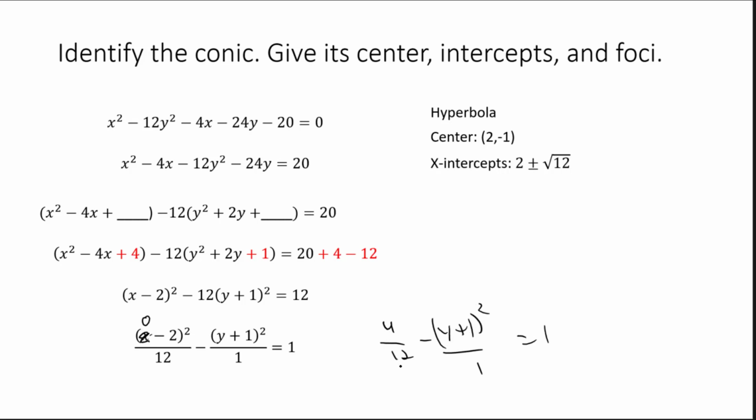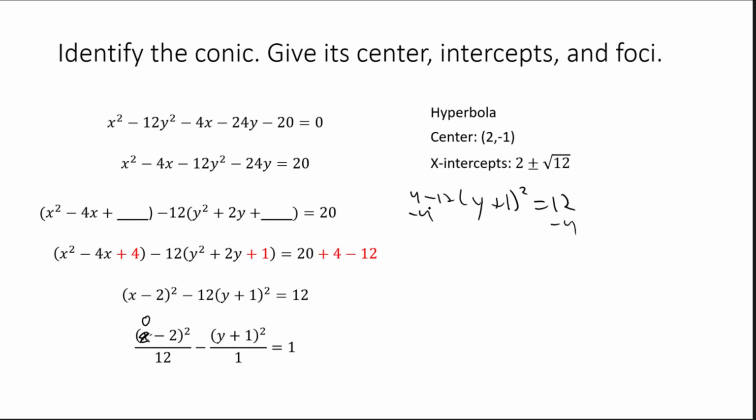So we can get rid of the fractions by multiplying everything by 12. That gives you 4 here. Gives you a 12 times (y plus 1) squared here equals 12 over on that side. And I just rewrote it up here to make myself a little more room. Then we solve this for y. We can subtract 4. So we have negative 12 times (y plus 1) squared equals 8. And then we can divide both sides by negative 12.